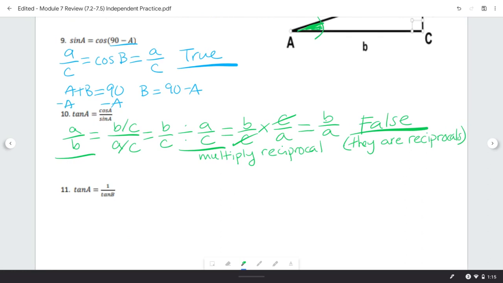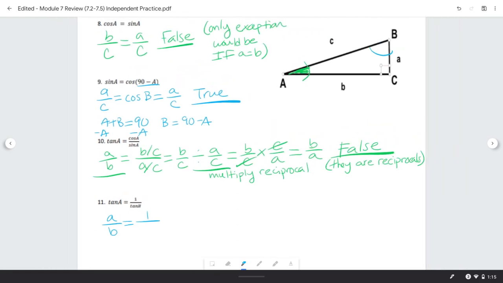And then the last one, tangent of A. So I've got that. A over B, 1 over the tangent of B. So I'm going to look at this reference angle over here now. TOA, B divided by A. And again, I'm just dividing a fraction. So what I do is I multiply by the reciprocal. And A over B is the same as the original, so that turns out to be true.